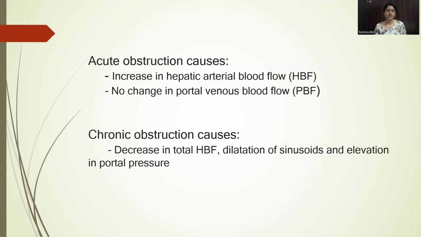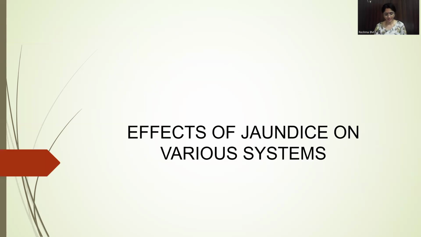Also, this acute obstruction may increase the hepatic arterial blood flow while there is no change in portal venous blood flow. Chronic obstruction causes decrease in the total hepatic blood flow, dilatation of sinusoids, and elevation in portal pressures. Obstructive jaundice has significant effects on various systems. Hence, caution should be taken while administering the drugs.